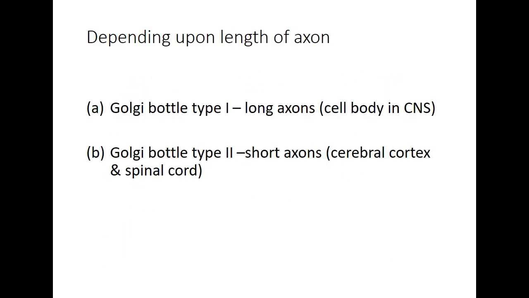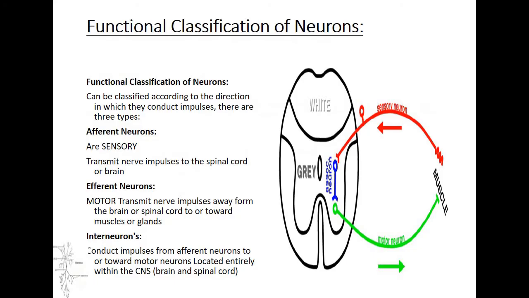The other way the neurons are classified is according to the length of the axon. Golgi type 1, in which the axons are long, as those found in the CNS, and Golgi type 2 with short axons, which are usually found within the cerebral cortex or within the spinal cord. Functionally, we classify them into sensory neurons. Sensory neurons are the ones which carry the signals or transmit nerve impulses to the spinal cord. Then we have the interneurons in the spinal cord gray matter, which integrate the signal and send it to the motor neuron.